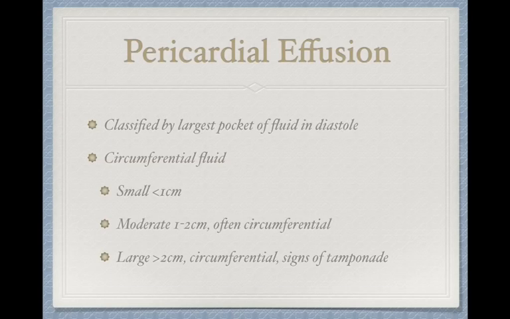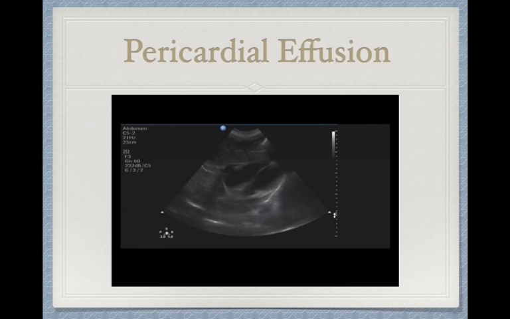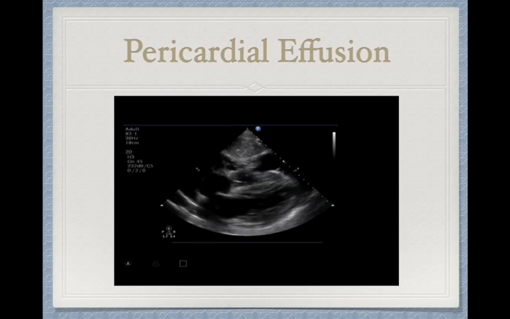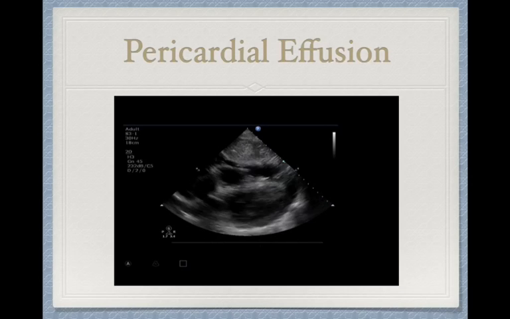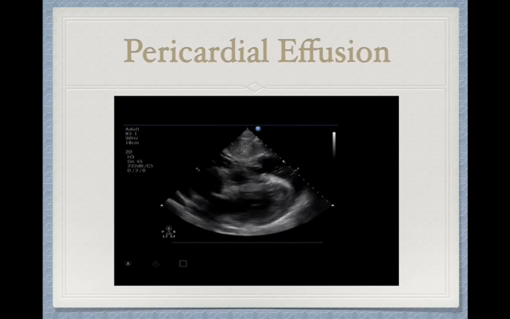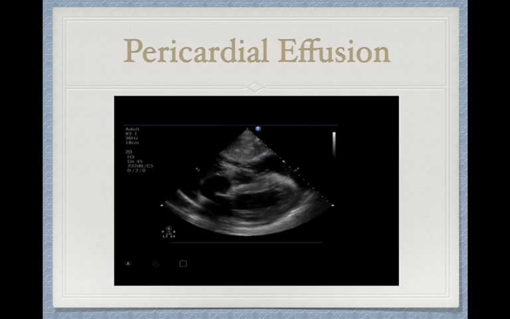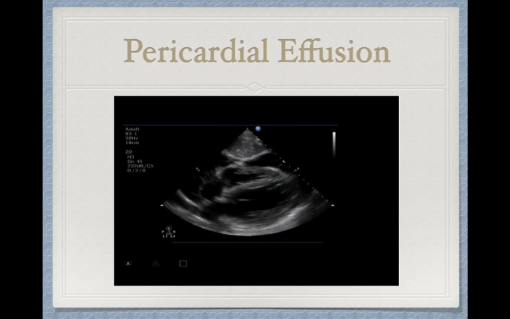So here's a small pericardial effusion. Again, just in that inferior pericardium is where we're seeing it. You're not seeing it much posteriorly. Here's a moderate effusion, so it might even be edging on large there. So, 1 to 2 centimeters, starting to be circumferential.